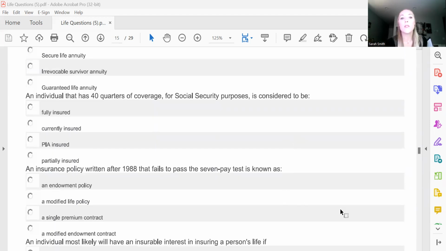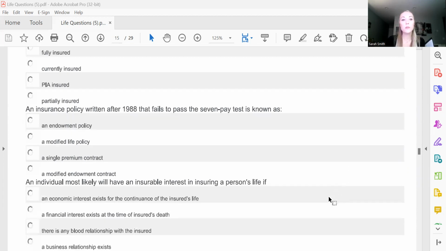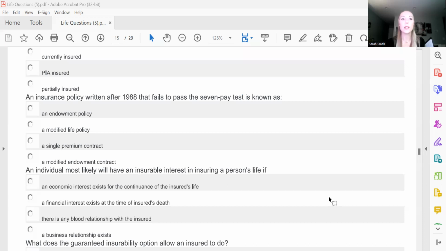An individual that has 40 quarters of coverage for Social Security purposes is considered to be what? And this is fully insured. An insurance policy written after 1988 that fails to pass the 7-pay test is known as what?